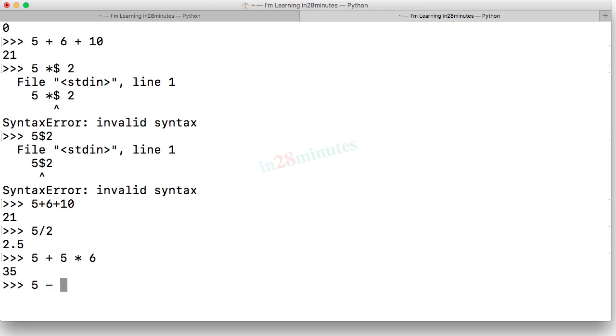I'll give you a simple exercise. So 5 minus 2 into 2. What would be the result of this? Will it be 6 or will it be 1? It's 1, because star has a higher priority. 2 into 2 is 4. 5 minus 4 is 1.